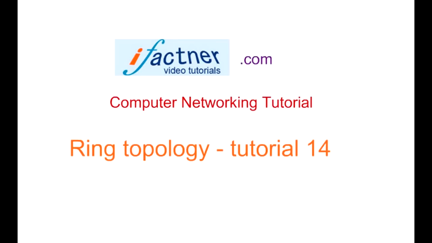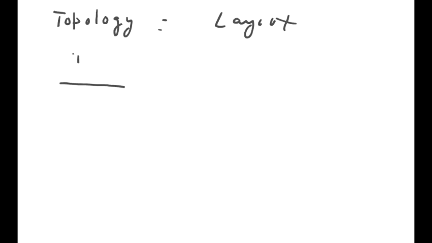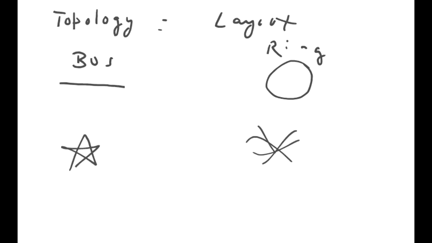Hey guys, welcome to the 14th computer networking tutorial from ifractional.com. And today we will discuss ring topology. We have already discussed that topology means the layout of a computer network, that is how our computer network is physically or logically laid out. We have already discussed that there are four types of topologies. Number one is bus topology, then we have ring topology, which will be our topic of discussion today, and we have star topology and mesh topology.